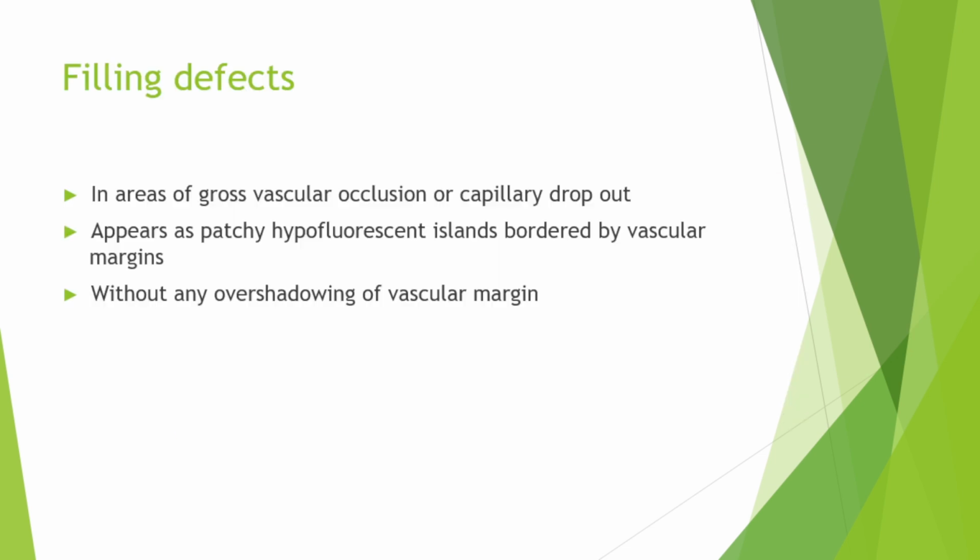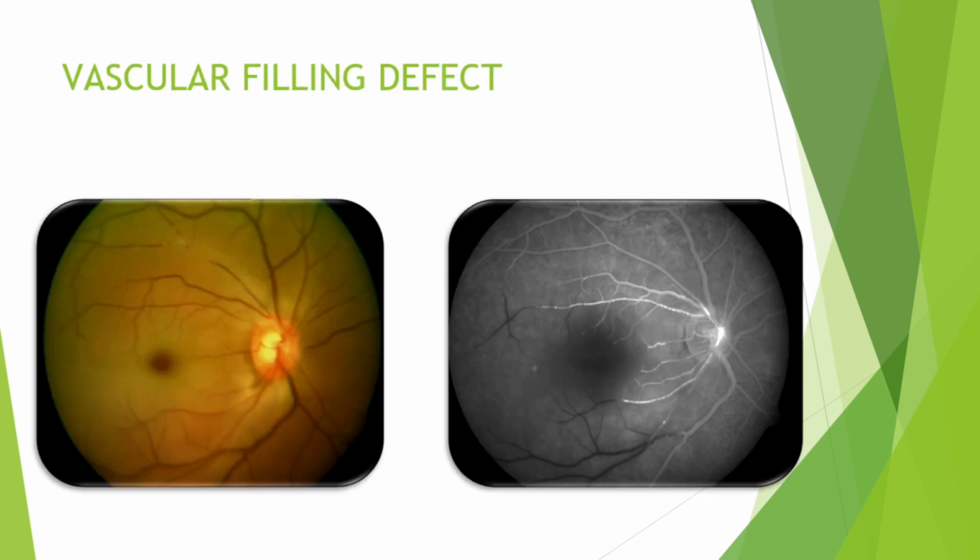Coming to the filling defects, filling defects occur when there is an obstruction to the vascular flow or capillary dropout. It appears as patchy hypofluorescent islands bordered by the vascular margins without any overshadowing of the vascular margins. Here you can see that there is filling of the dye at this level, and after that the dye is not getting filled into the artery, suggesting an occlusion at this level. So this hypofluorescence is known as vascular filling defect.